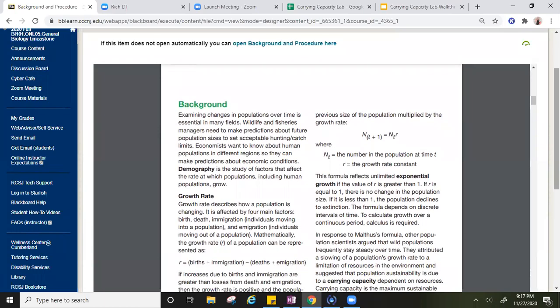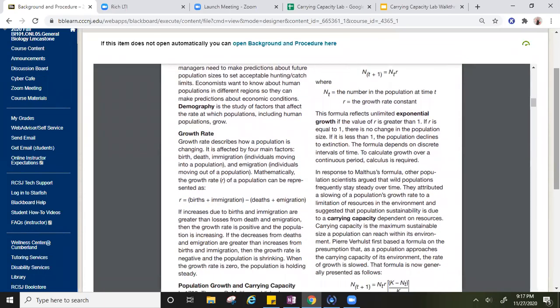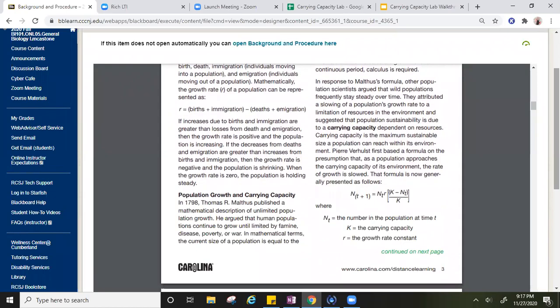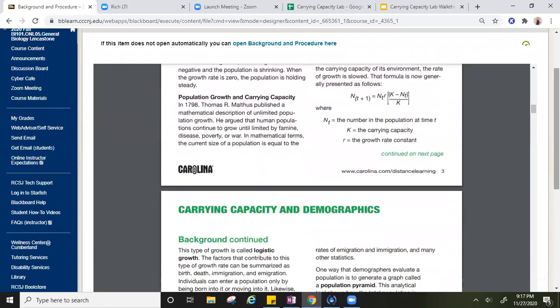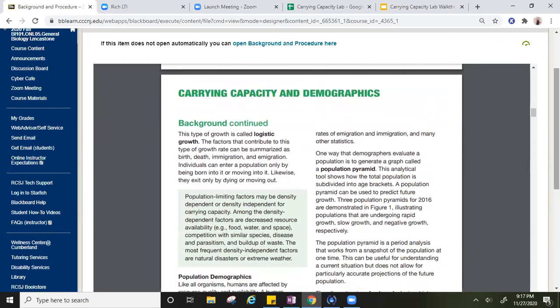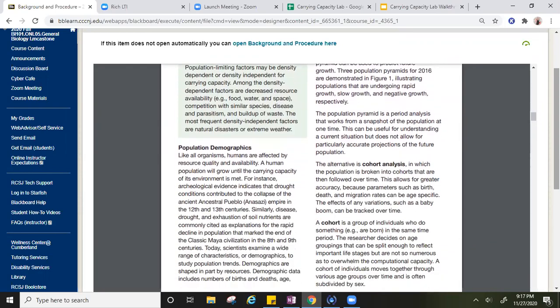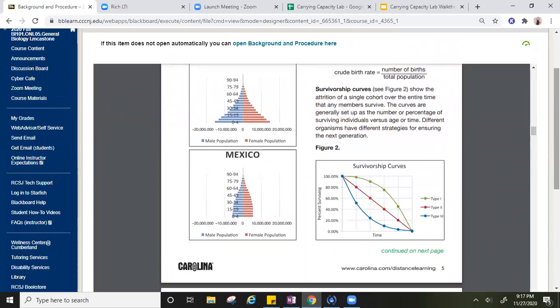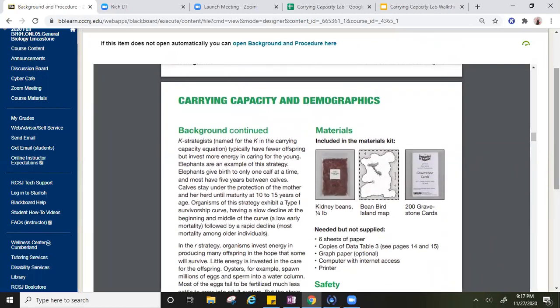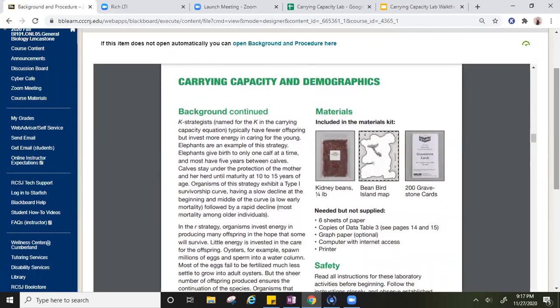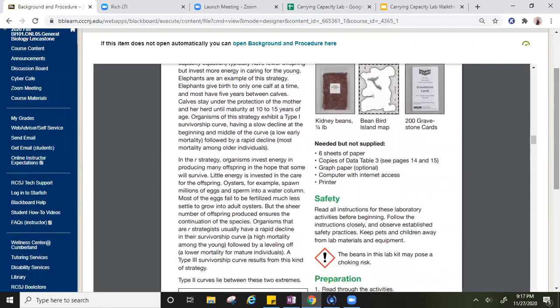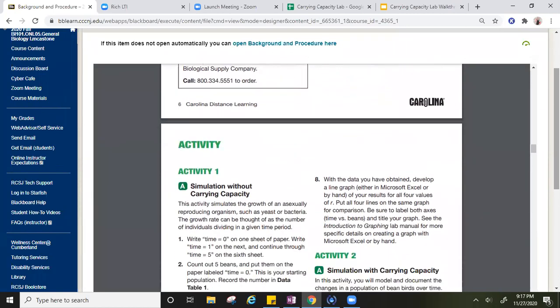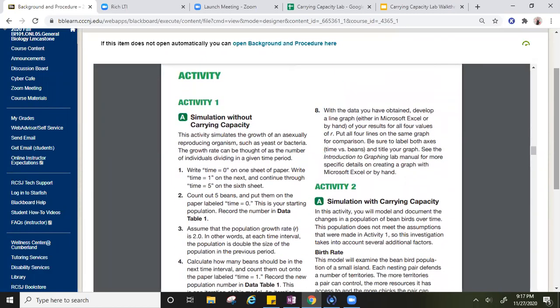So you have all this background material on growth rate and exponential growth rate. Obviously, you should always read your background material. So this is going to be important to your understanding of what's going on. And once you get past all that, you are going to see the instructions. Okay. And let's go ahead and go to activity 1. Activity 1 is not difficult.